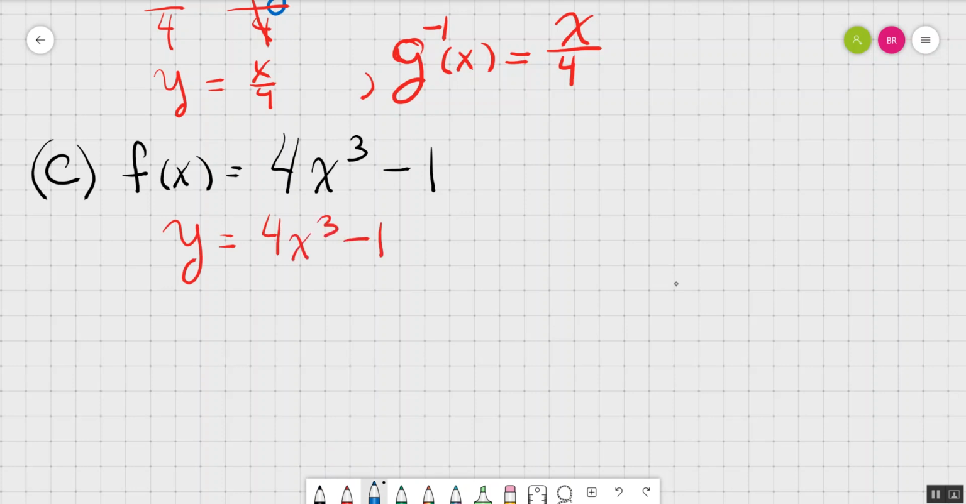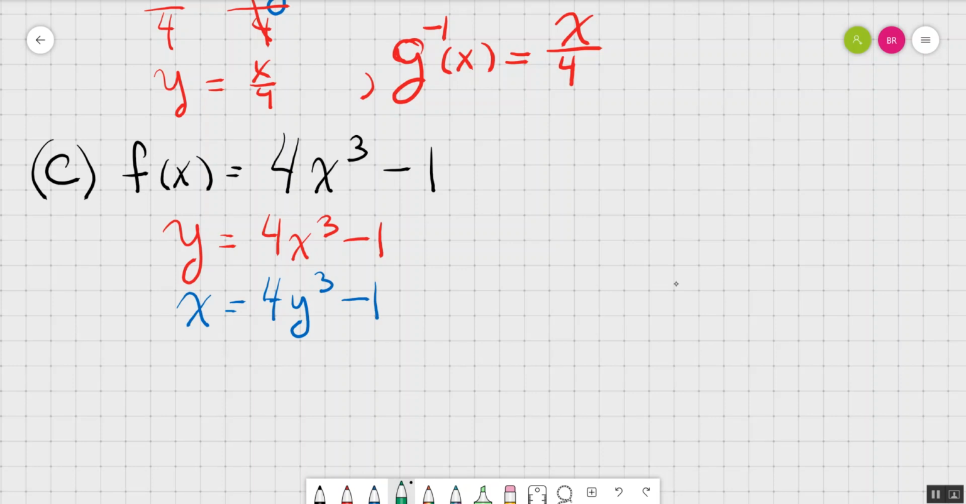Then I need to switch x and y, so x where y is, y where x is. Now if you have multiple x's or multiple y's, make sure you switch them in every location, not just whenever. You probably won't though, it's okay though. So let's go ahead and start solving.